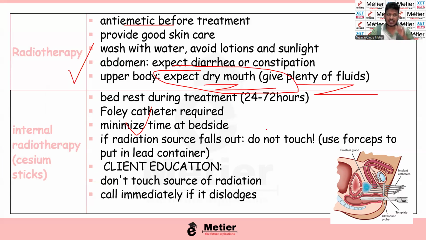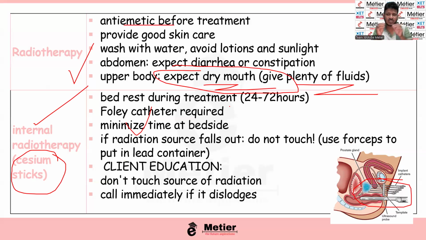Plenty of fluids. The next one is internal radiation therapy, also called brachytherapy. Here we are using the cesium sticks. Already I have mentioned, you can see here the cesium sticks inserted in the prostate gland. Once these cesium sticks are inserted, the patient should be on bed rest during the entire treatment. They should not move here and there for voiding urine, so a Foley's catheter has to be inserted.